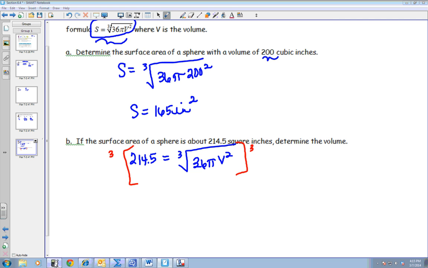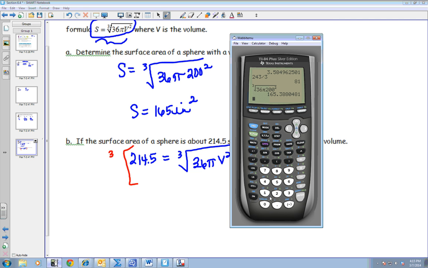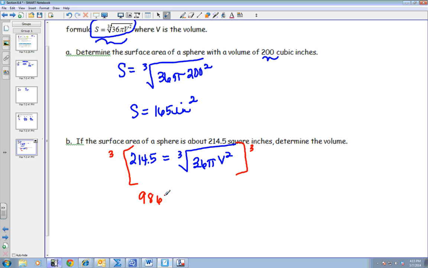Okay, so let's see what 214.5 to the third power is. 214.5 cubed, so house top 3. I know that's a long number, but we're going to go ahead and write that number down. So it's 98619, that's a 9, 8.625 equals, now when I cube the cubed root of something, I get what's underneath, 36 pi v squared.